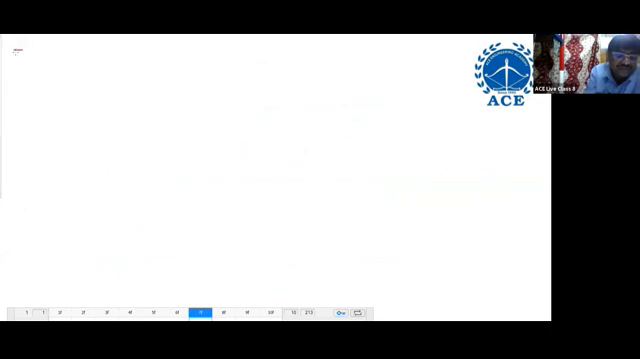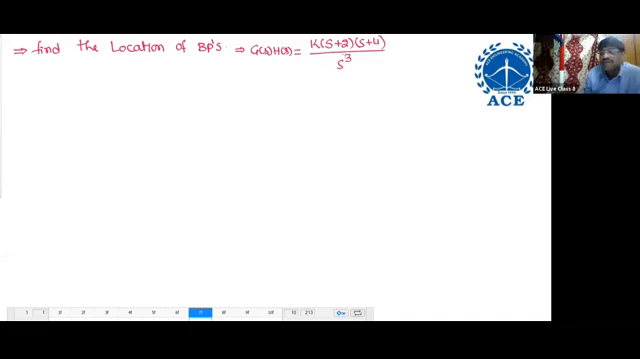Next question. Find the location of breakpoints. G(s)H(s) equal to... Come on, do it. Find the location of the breakpoints.